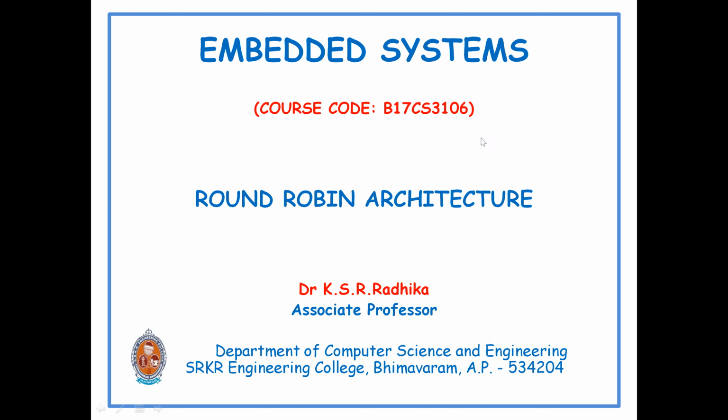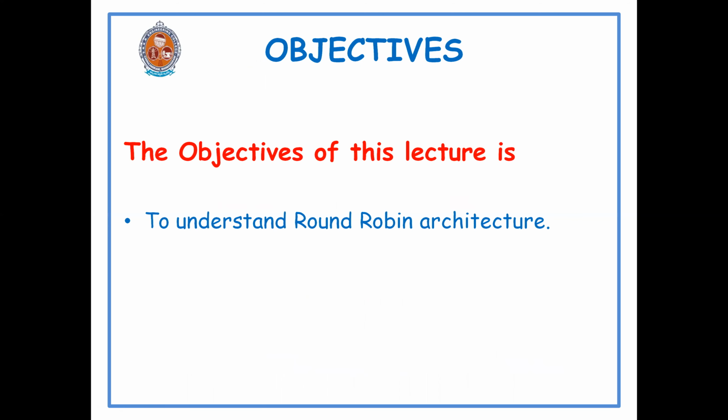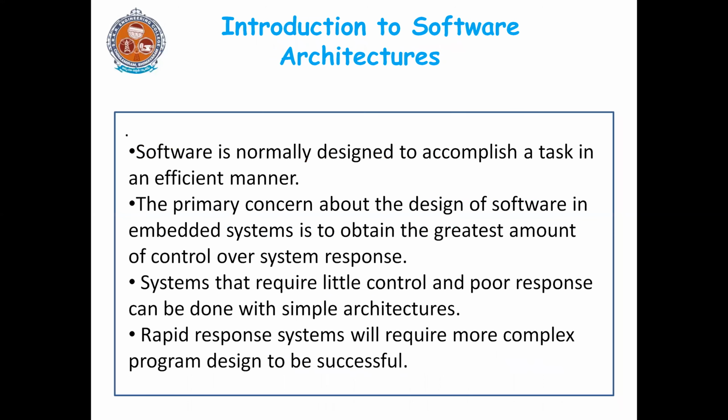In this session, I'm going to explain the different software architectures that are appropriate for different embedded systems. First, I will tell you about the need for different software architectures, and next I'm going to explain the simplest architecture, the round robin architecture. The objective of today's lecture is to understand the round robin architecture. First, we will see the introduction to software architectures.